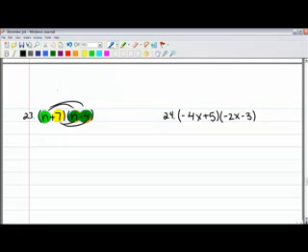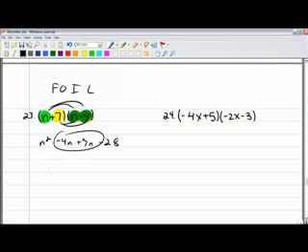So first, outside, inside, last, if you want that. So n times n is n squared. N times minus 4 is minus 4n. 7 times n is plus 7n. 7 times negative 4 is negative 28. Combine these like terms, and you have n squared plus 3n minus 28.